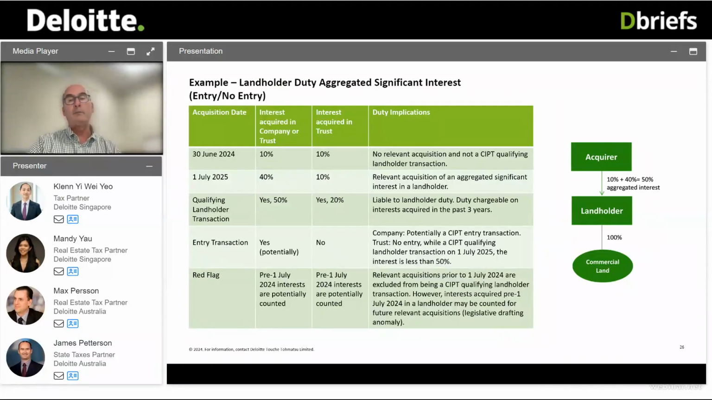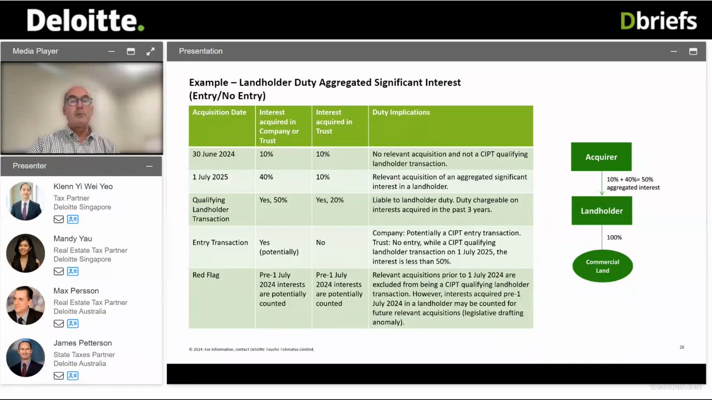On this slide, then we've got a practical example of indirect transactions, so landholder transactions that can result in entry or not into the CIPT regime. So here assume we've acquired a 10% interest before the CIPT regime commenced, say 30 June 2024. And then on the 1st of July 2025, we acquire a further interest. For both a company and a trust, the interest acquired, 40% or 10% respectively, is sufficient to trigger the landholder duty rules for a relevant acquisition, and landholder duty will be payable.